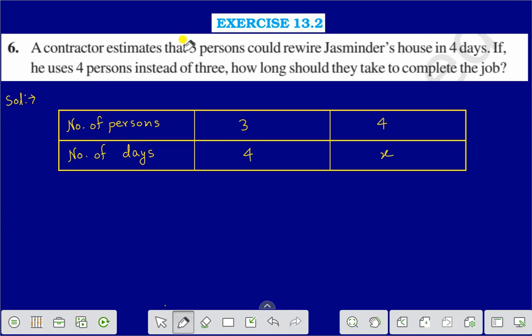A contractor estimates that 3 persons would rewire Jamindar's house in 4 days. If he uses 4 persons instead of 3, how long would they take to complete the job?